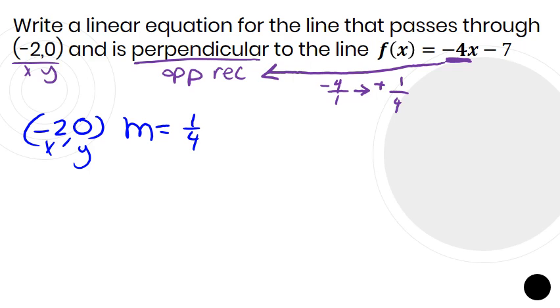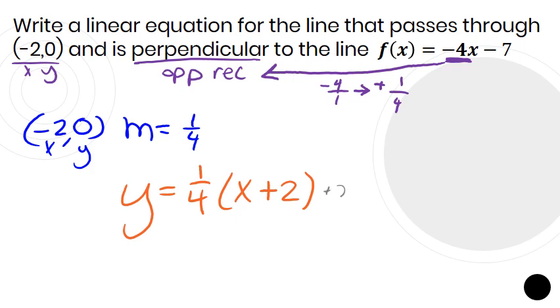Let's write our equation of our line. y equals slope, x plus 2. The end would be +0, so I don't really need that, okay? It's unnecessary, it's not going to change anything. So I would just leave it off, and that would be your final equation.